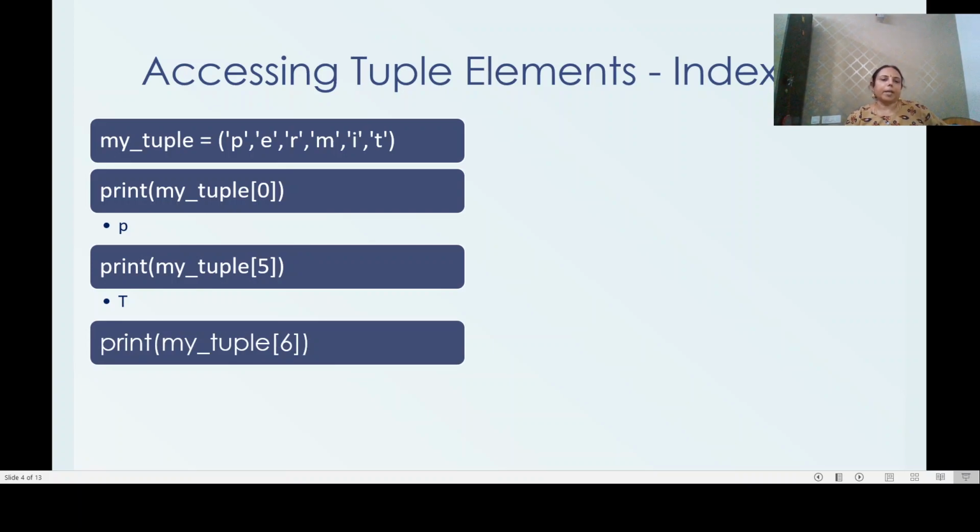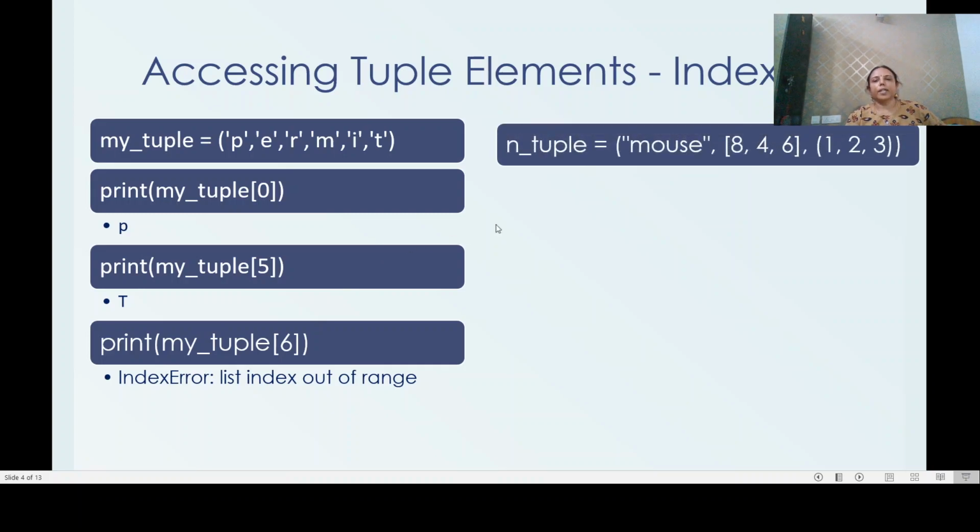And I am referring to my tuple of 6. Now what happens? The indexes are 0, 1, 2, 3, 4, 5. There is no element at index 6. So it will give me an error, an index error, that is, index out of range. Now look at this example.